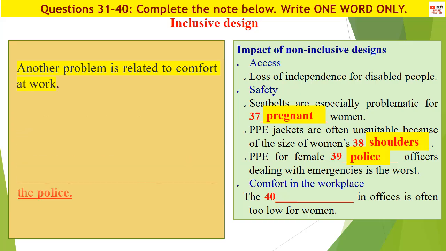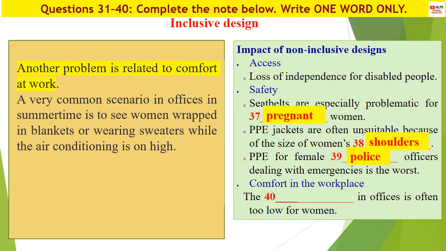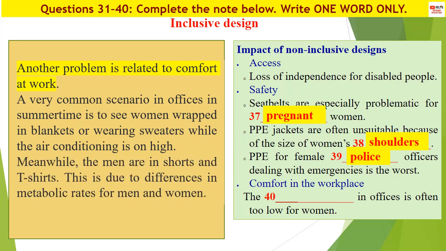Another problem is related to comfort at work. A very common scenario in offices in summertime is to see women wrapped in blankets or wearing sweaters while the air conditioning is on high. Meanwhile, the men are in shorts and t-shirts. This is due to differences in metabolic rates for men and women.